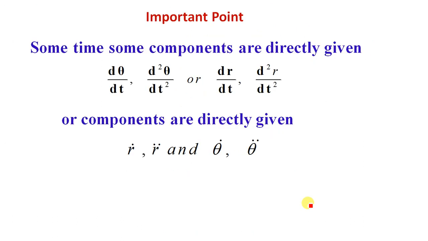So these are some important points. Sometimes in examinations these terms are directly given: d θ upon dt, that is θ dot, is given, θ double dot is given, then the transverse and radial components of velocity, that is r dot, r double dot, are also given. So we just have to choose these components, take the given values at the required time, substitute in the formula, and find your required answer.